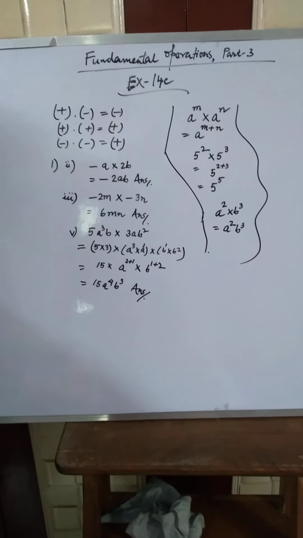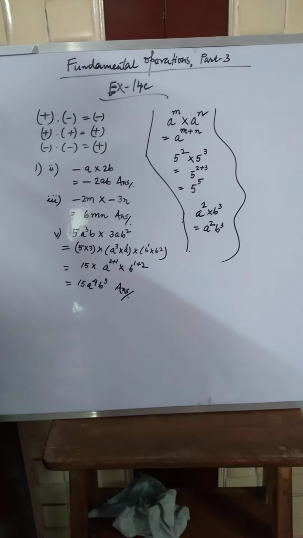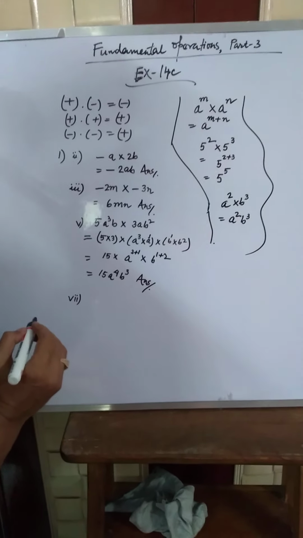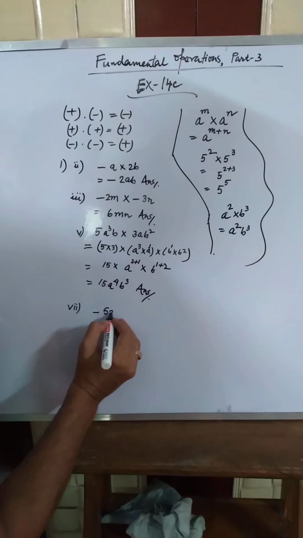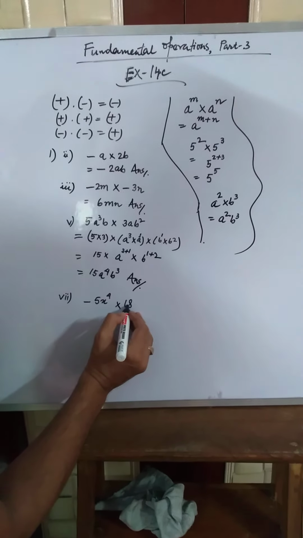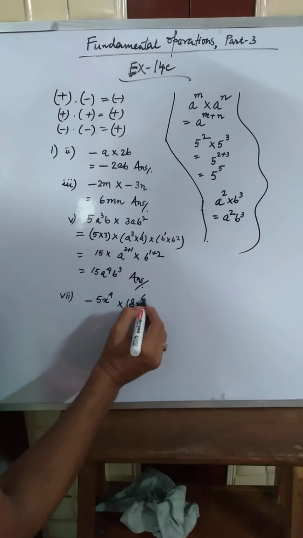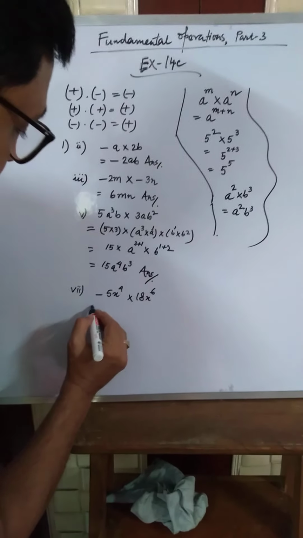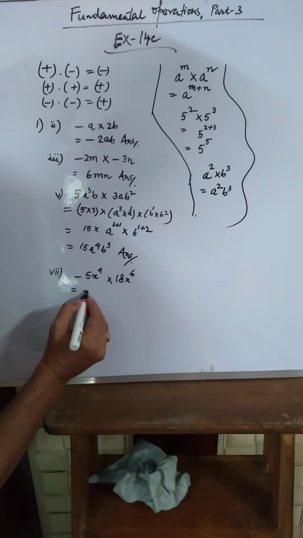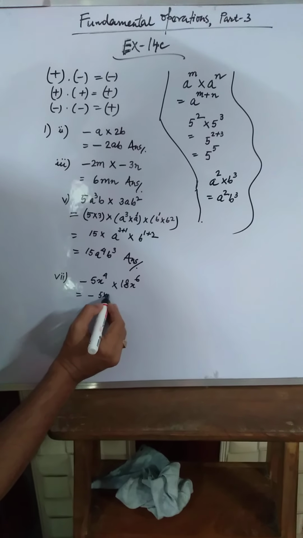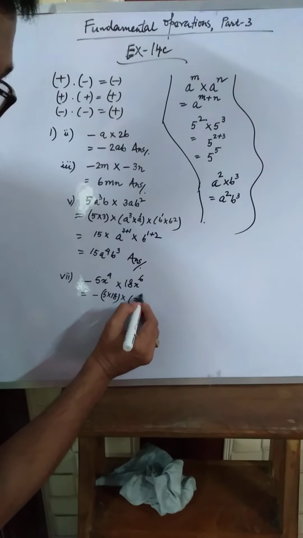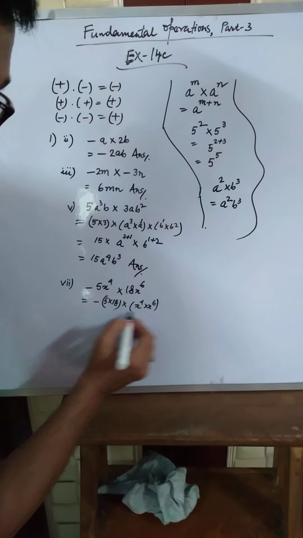Okay, let me discuss another one. Say question number Roman 7, minus 5 x to the power 4 multiplied by 18 x to the power 6. Okay, so here minus and plus multiplied with each other, so the resultant sign will be minus. Now 5 into 18 into x to the power 4 into x to the power 6.